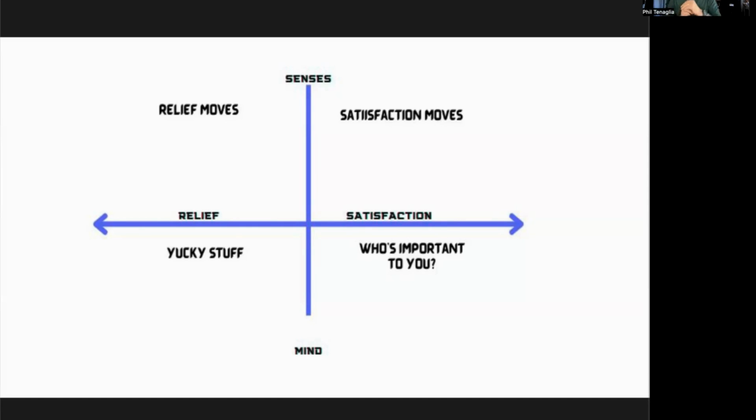It can go in the lower left with the yucky stuff. They could put it up there with relief moves. I've heard people talk about putting it in with the satisfaction moves. It's fine because we're just wanting them to do this perspective taking thing. And once they do that, I'm going to say something like, my word is cool. Cool. So there you go.